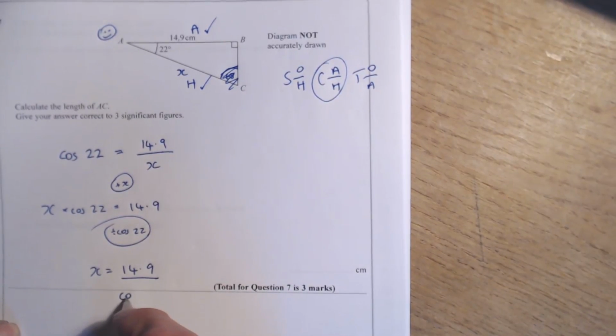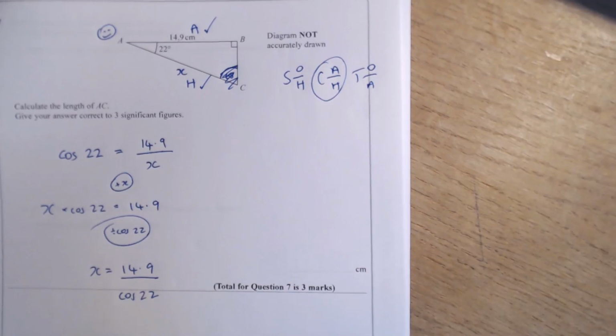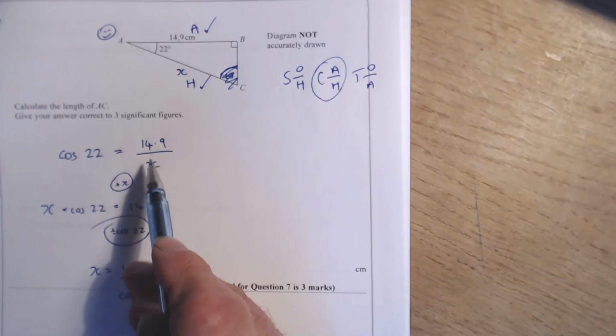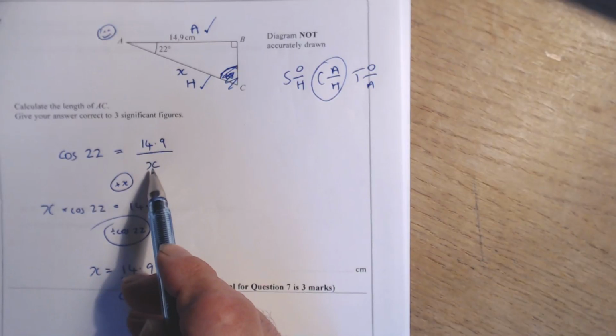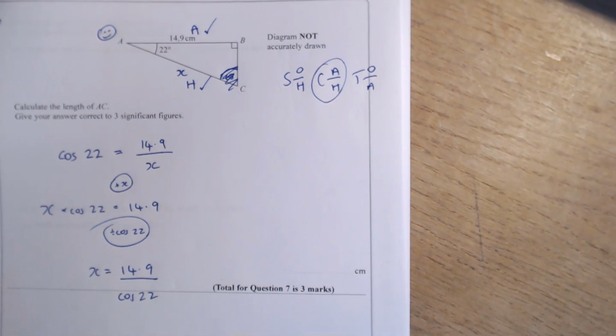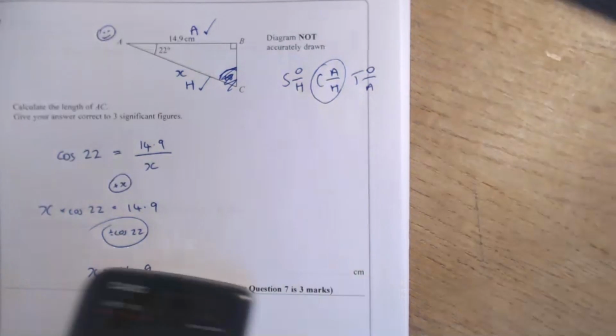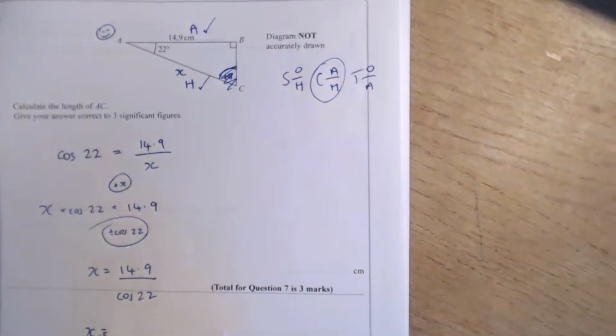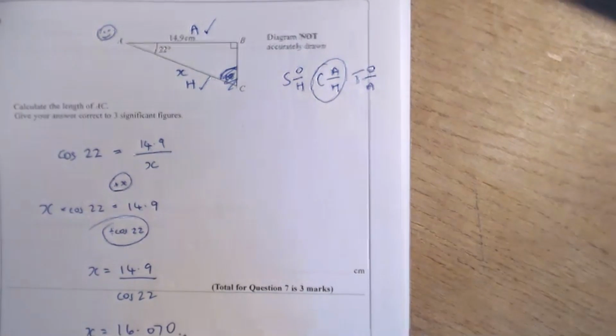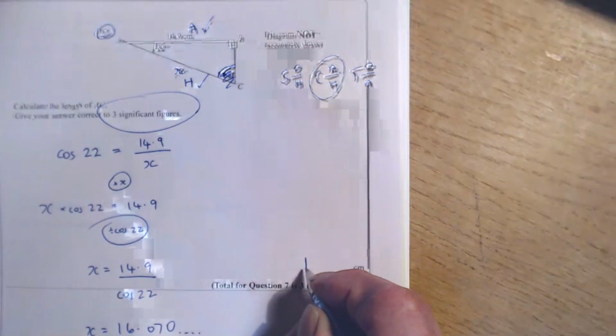Okay, so just be careful. It's not one of these easy ones where it's just x over 14.9, in which case you just multiply by 14.9. So just put your algebra hat on at this point. 14.9 divided by cos 22, and that gives me a length of 16.070... Read the question. It says 3 significant figures. That means 3 digits, 1, 2, 3, so 16.